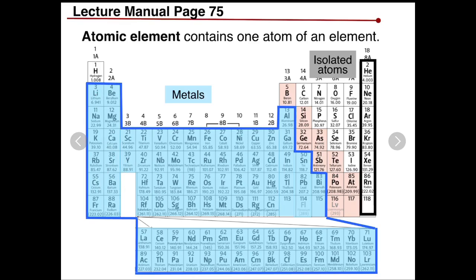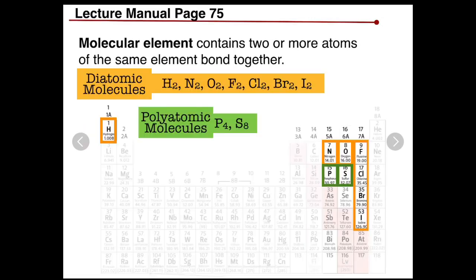For example, if I talk about potassium, we can consider potassium as an atomic element, right? If I talk about copper, we can consider copper as an atomic element. Molecular elements are the elements that contain two or more atoms of the same element bonded together. And this is something that you will need to know.